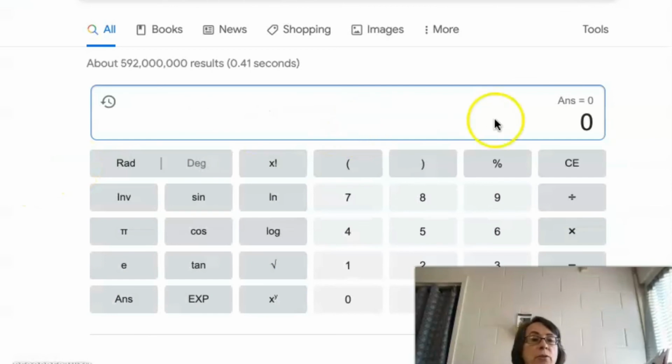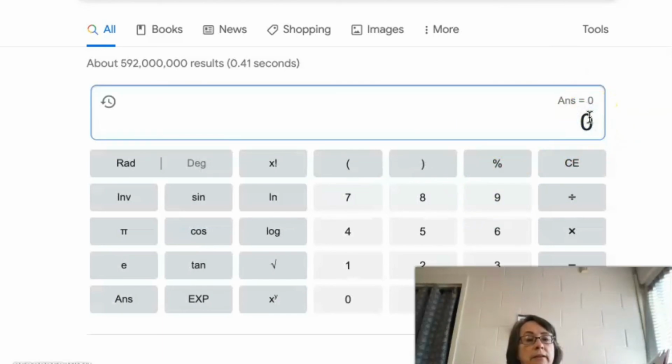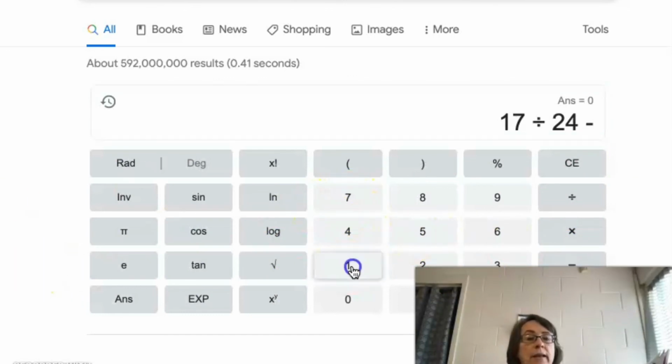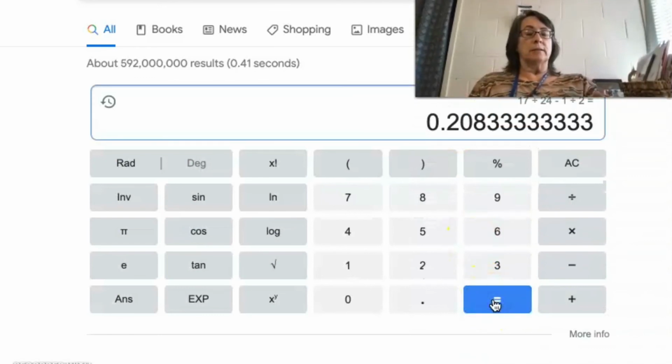So I'm going to come over here to our calculator, and remember we're doing 17 over 24. So I'm going to type in 17. First I've got to click on this. 17 divided by, so I'm going to use my division sign, 24. And this is a minus problem, so minus, and then 1/2. So 1 divided by 2, and I'm going to click equals. I'm going to have to move this one up a little bit to click equals.